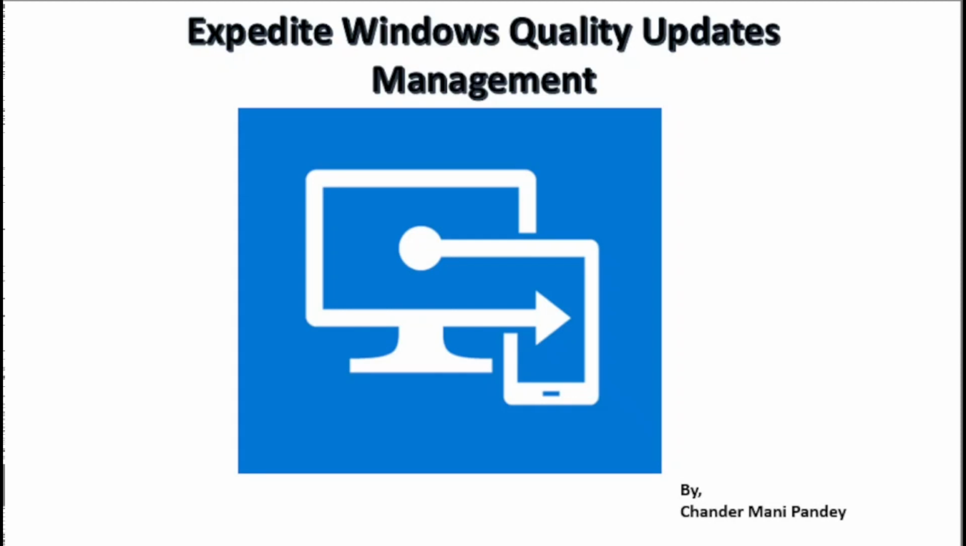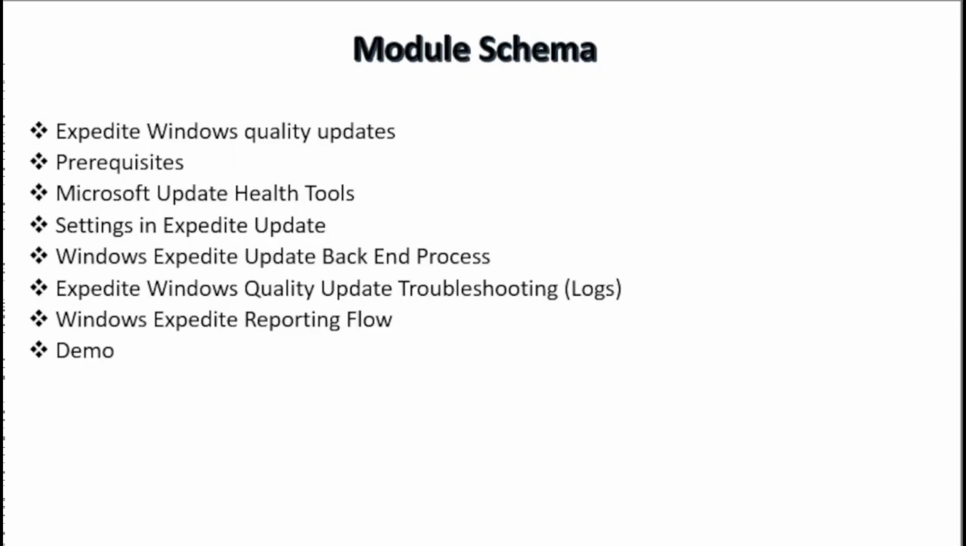My name is Pandey and in this module I will be covering management of Expedite Windows Quality Update. So in the previous module we talked about feature update and its prerequisite, how to configure telemetry and health monitoring data, those feature update deployment settings, backend process of Windows feature update and limitations of feature update for Windows 10 and later policy and feature update basic troubleshooting.